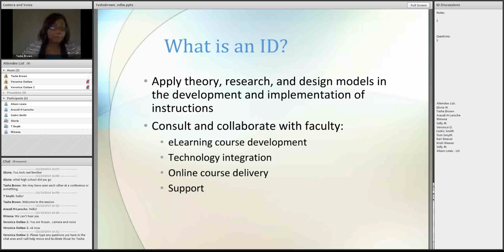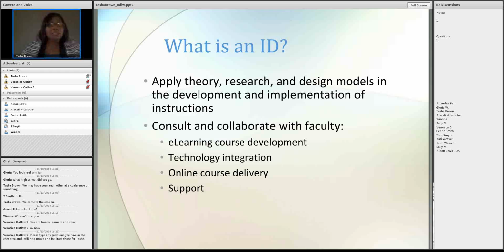So as you can see, some of the things that an instructional designer would do is consult with the faculty members on just how do I get my course developed? Where do I start? How does this process work? What do I do? What do you do? Who do I talk to? Those are just the basic things you have to cover.